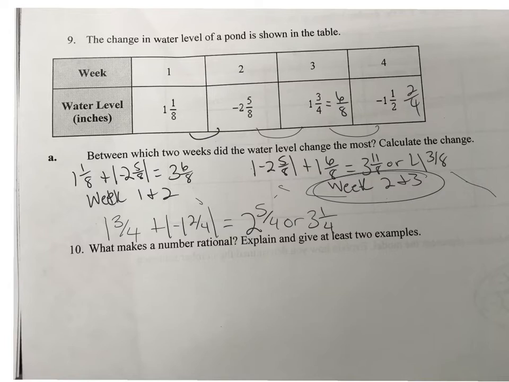Next it says, what makes a number rational? Explain and give at least 2 examples. So a number can be rational if it can be written as a fraction or a ratio. Okay, an example could be like the number 5 or negative 11/12. As long as it can be written as a ratio, it is a rational number.